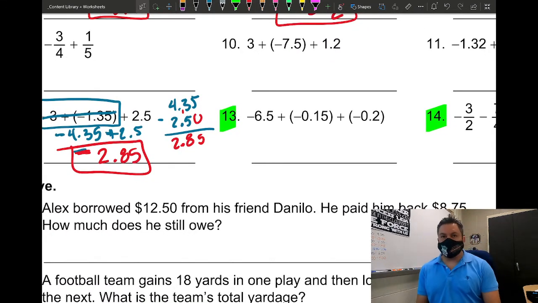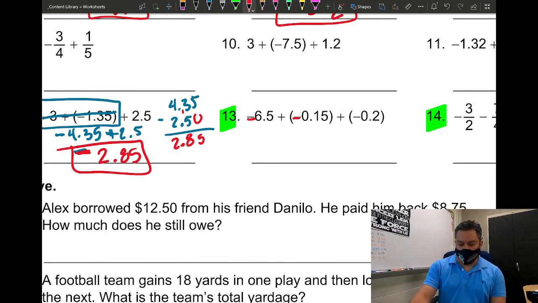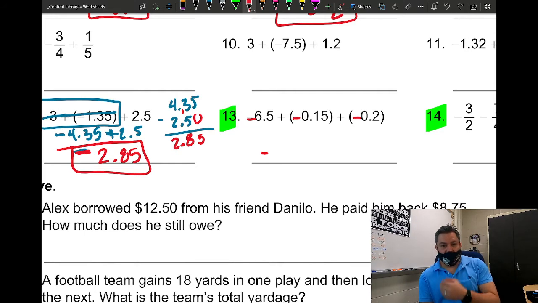How many negatives do I have? 1, 2, 3. Everything is a negative. So we're just going to add them but keep the sign. So my answer is going to be positive or negative? Negative. Remember, the sign rules for adding and subtracting are different than the ones for multiplication and division. Do not get those confused.